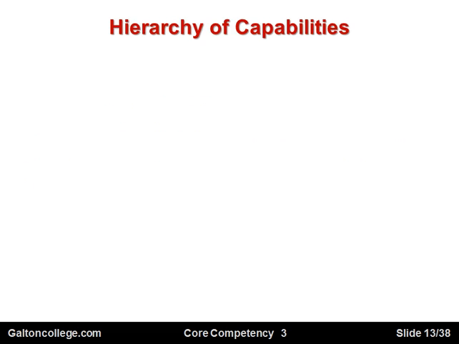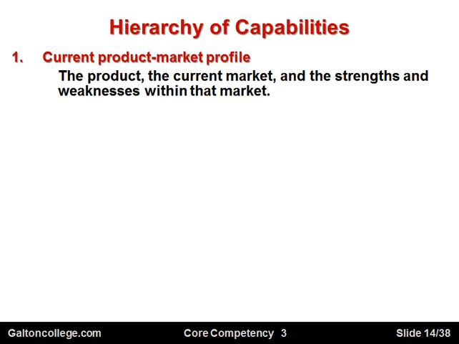Now, when we look at core competencies, we sometimes talk about the hierarchy of capabilities. And we'll have a look at some of these to see what's meant by it. First of all, the current product market profile. The product, the current market, and the strengths and weaknesses within that market should be looked at and understood completely. They should be understood very well. So, what is the product? What is the market? Precisely what is the market? And what are the strengths and weaknesses of the product within the market?